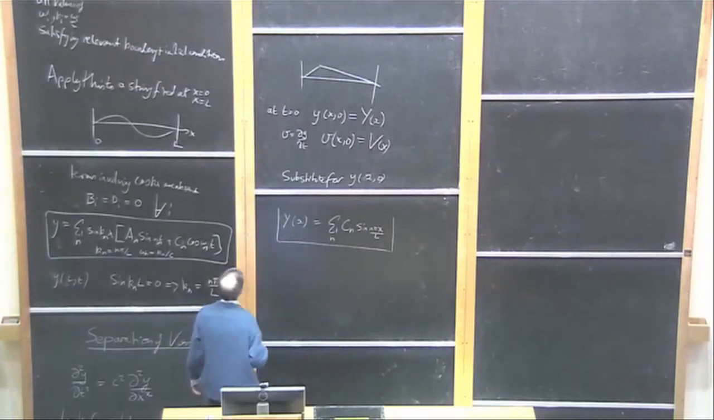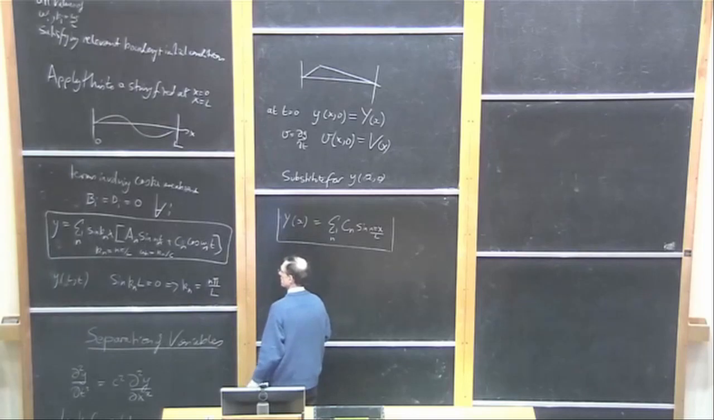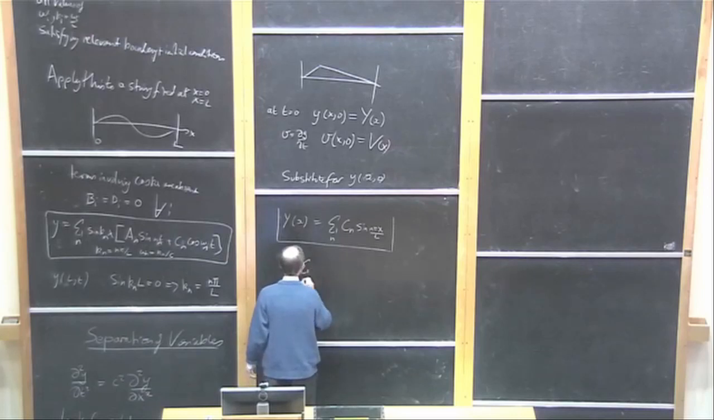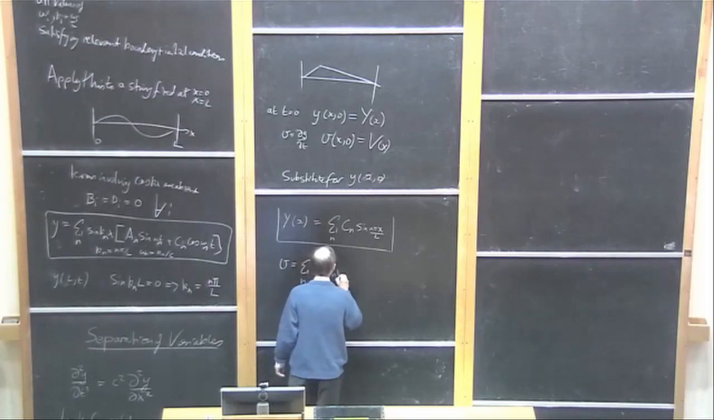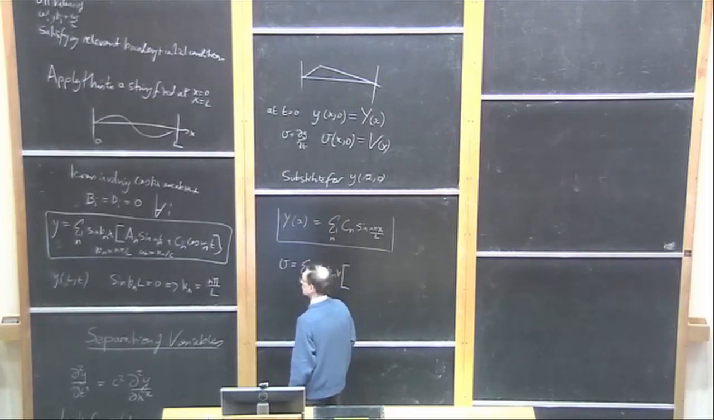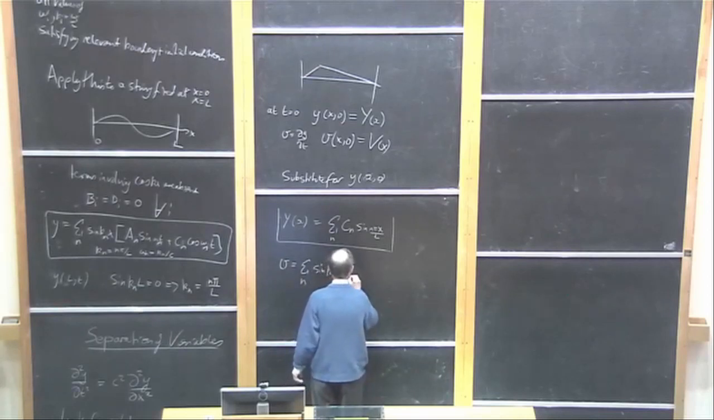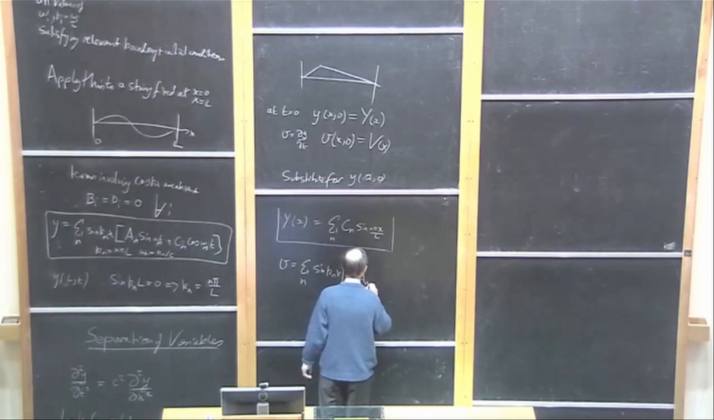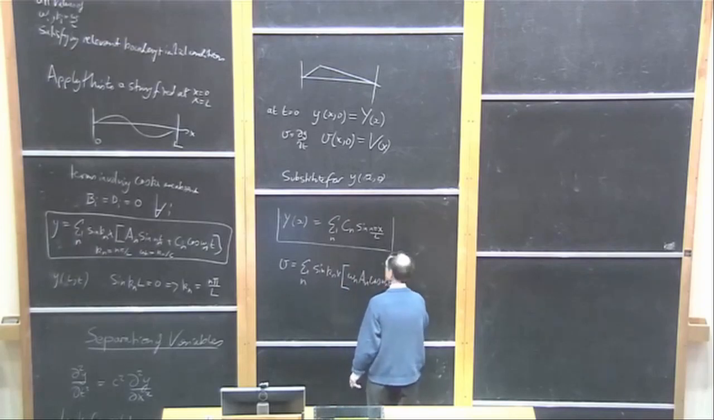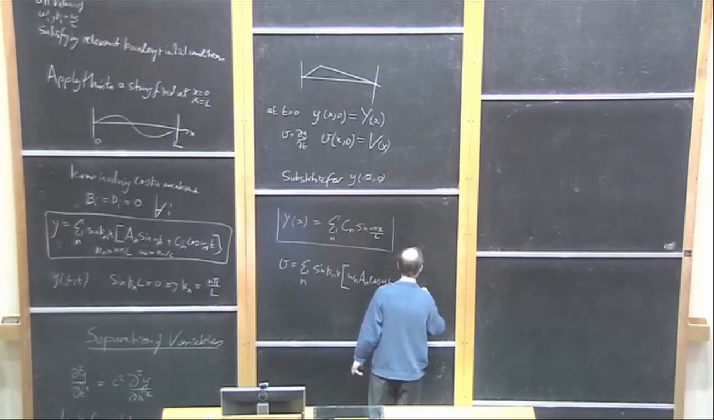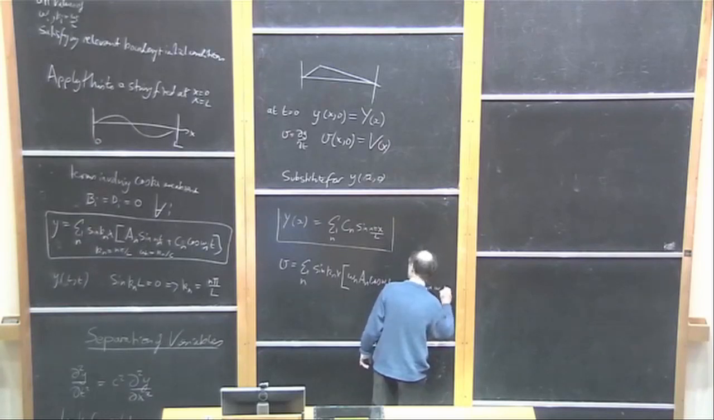And if we just work out what v is, if we differentiate this with respect to t, we get v is the sum over n of sine k n x times: sine omega t differentiates to omega n a n cos omega n t, and cos omega n t differentiates to minus omega n c n sine omega n t.